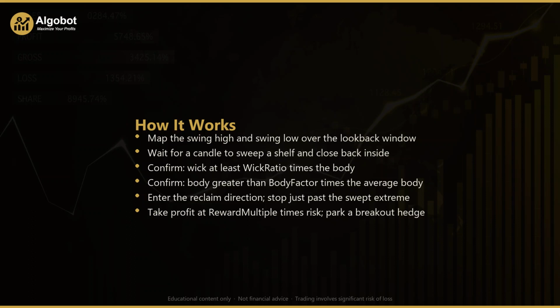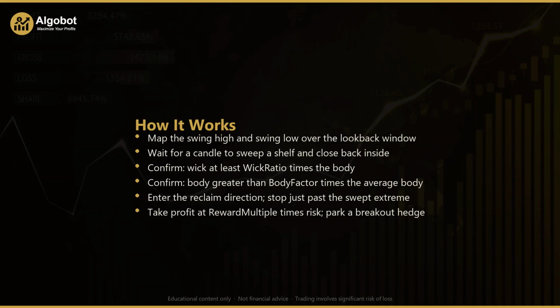For a long setup, the strategy detects three things together. First, a sweep below support. The signal candle's low dips beneath the swing low, but its close finishes back above that level. Second, a dominant lower wick that is at least the wick ratio times the body, with a bullish close above the open. Third, conviction. The body must exceed the body factor times the average body. When all three line up, the strategy signals a long entry at the current ask price.